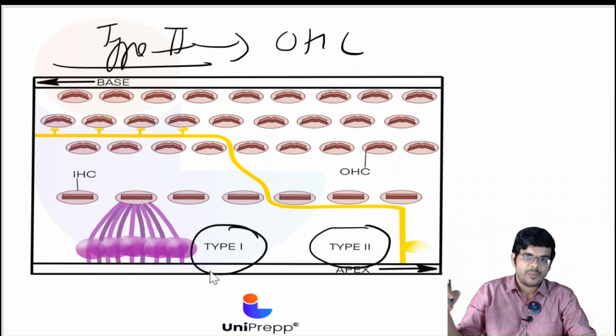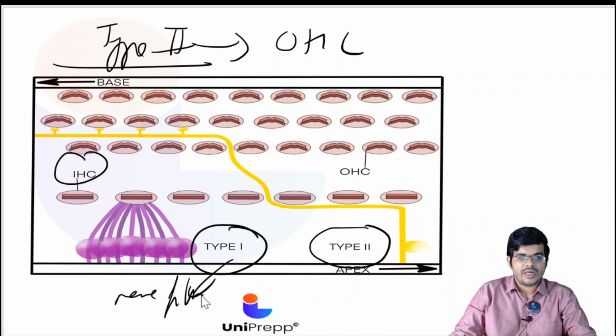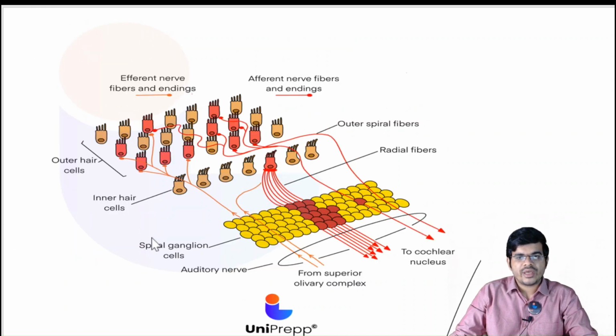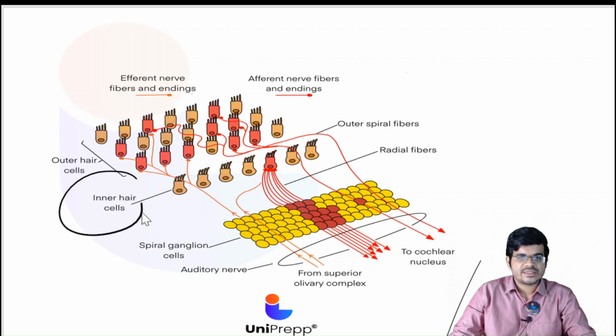There are multiple type 1 nerve fibers going on to innervate a single inner hair cell. These are the nerve fibers. Here also you can see the same thing, how the inner hair cells are being innervated by multiple nerve fibers, whereas outer hair cells are being innervated by branched portions of the type 2 nerve fibers.